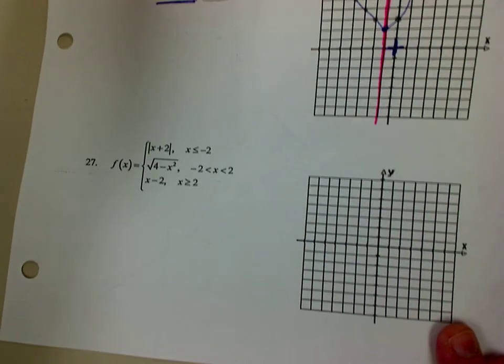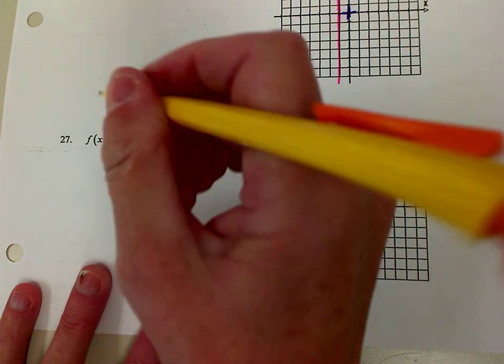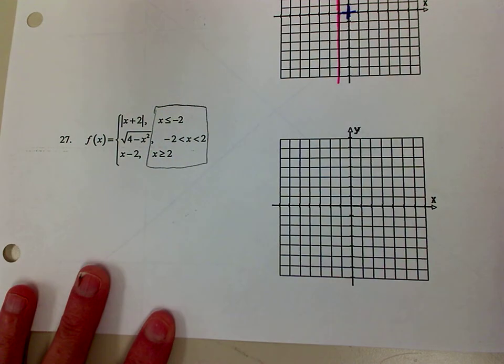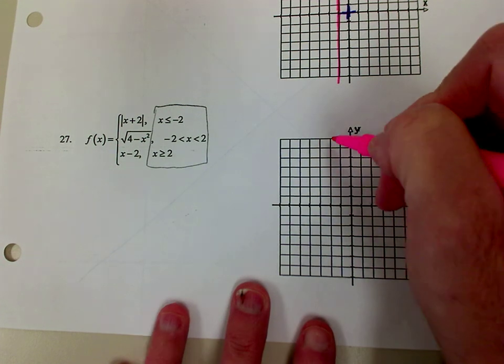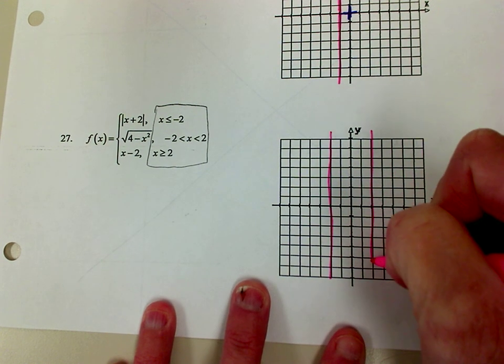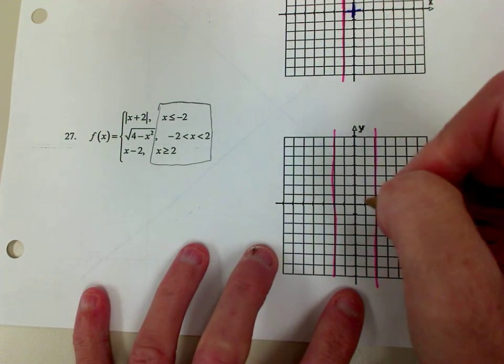All right, let's look at 27. This time we have 3 different things going on. And if I look at this, looks like I have a -2 and a +2. So I'm going to draw in 2 lines here. This is where my graphs are going to come together. But this is still my origin.